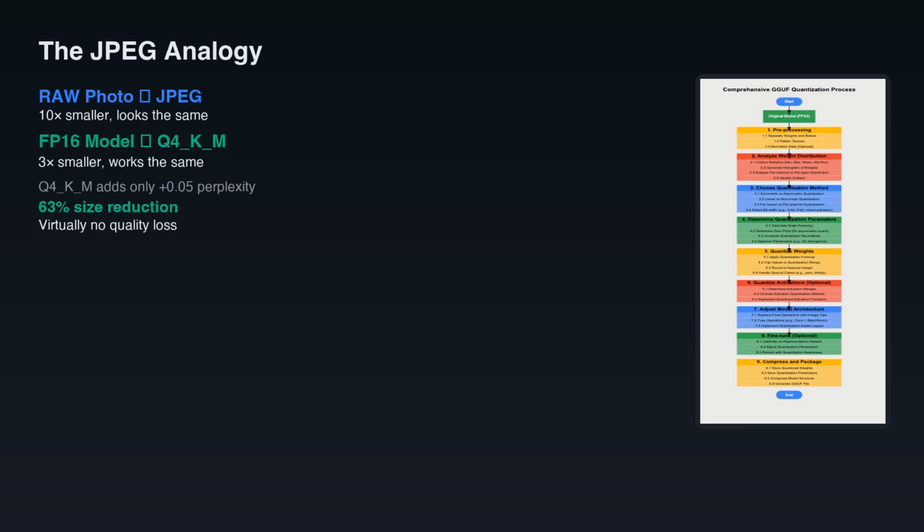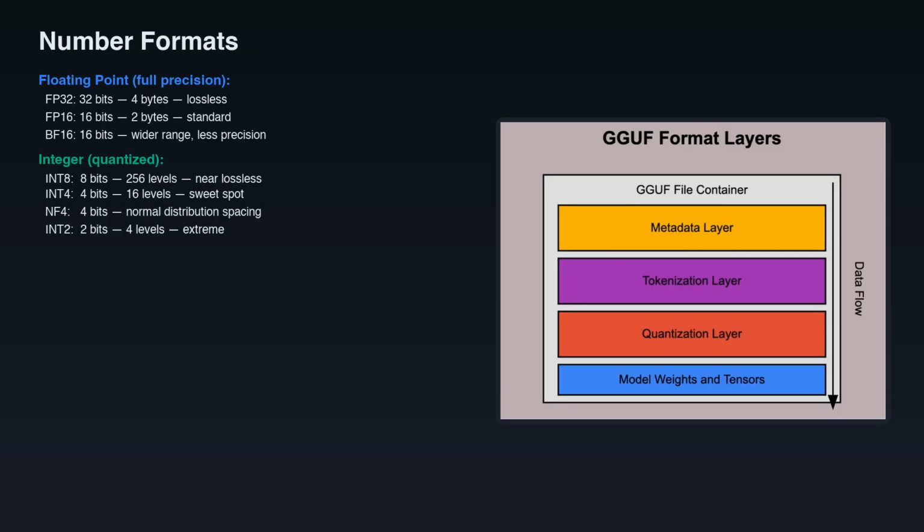The remarkable thing is how little quality you lose. Neural network weights are statistically redundant. Most cluster around 0. Modern quantization exploits this, giving more precision to important weights and less to the rest. The most popular format, Q4_K_M in the GGUF standard, adds only plus 0.05 perplexity versus the unquantized model. That's a 63% size reduction with virtually no detectable quality loss.